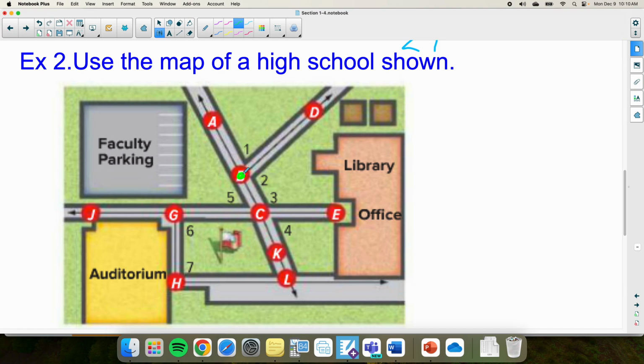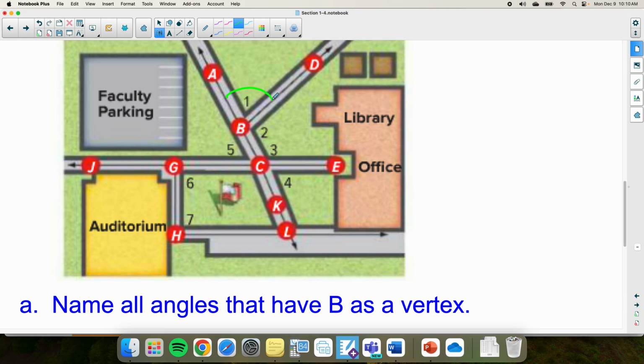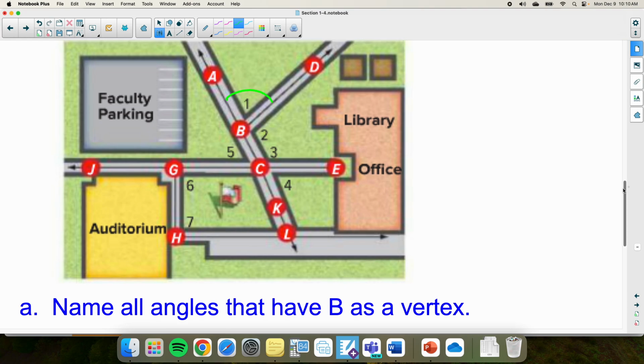What's one angle that has B as the vertex? ABD. ABD, very good. A, and I covered up B, but B is right here. Yes, ABD is angle 1. We're naming this angle right here, right now.